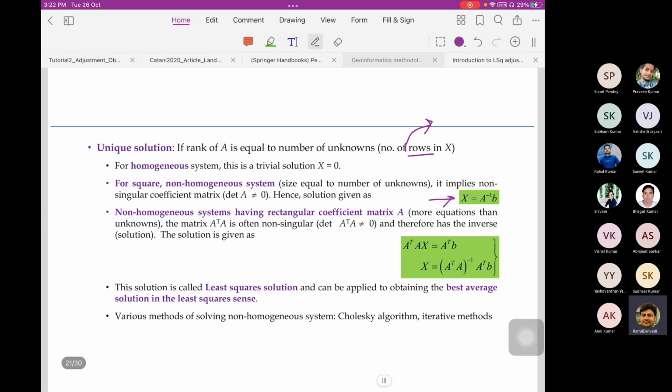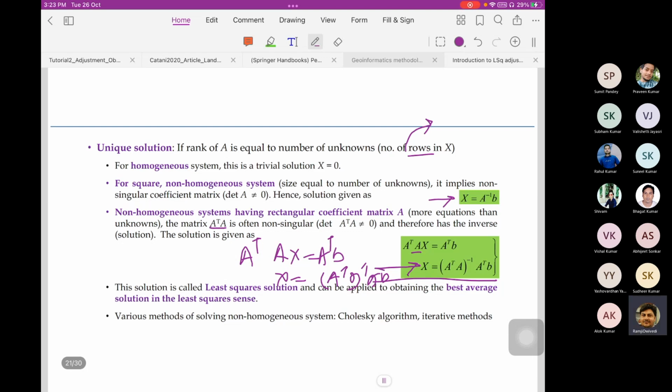For a non-homogeneous system having a rectangular coefficient matrix A, that means more equations than unknowns, the matrix A transpose A is often non-singular and therefore has an inverse solution. The solution is given like this. That means AX is equal to B is the way of writing your equation, take the transpose on both sides like this, so that you could get X as (A^T A) inverse A^T B. So this is the rule which you must have seen in your BTech days. So the solution would be given like this for obviously a non-homogeneous system.